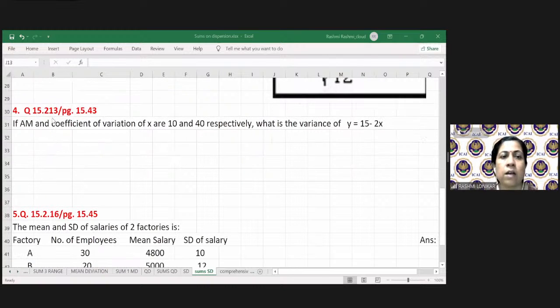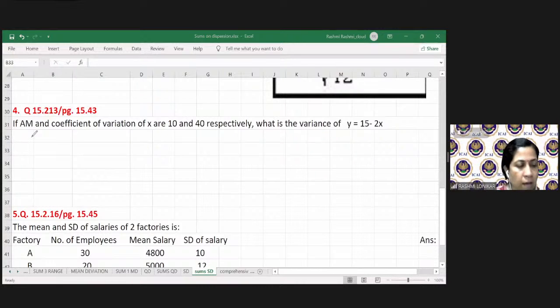See here, that is question 15.2.13. If the arithmetic mean and the coefficient of variation of x are 10 and 40 respectively, what is the variance of y is equal to 15 minus 2x? Now here they have combined 2-3 things together. It's a very interesting question and it is very good also.